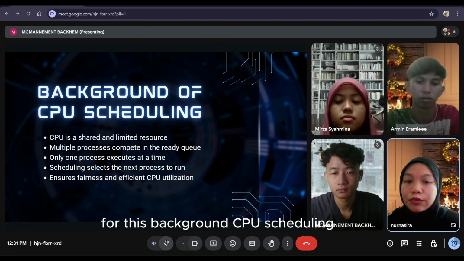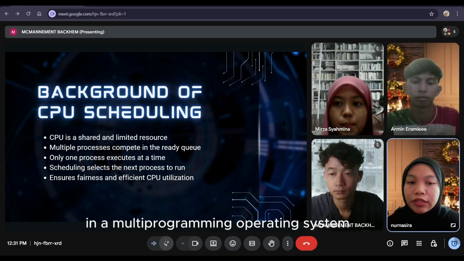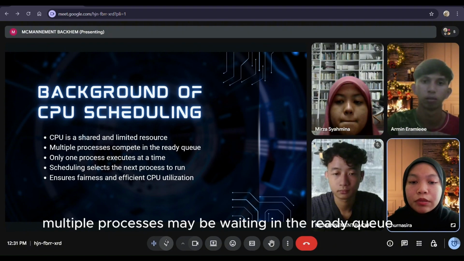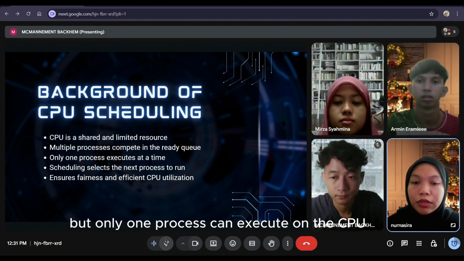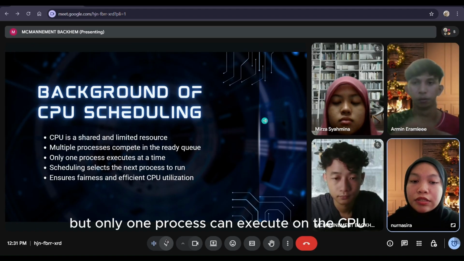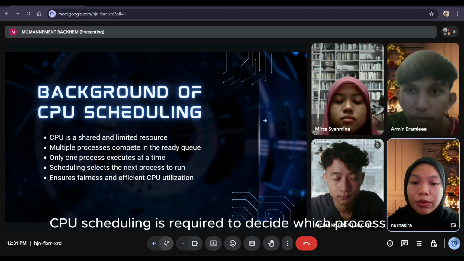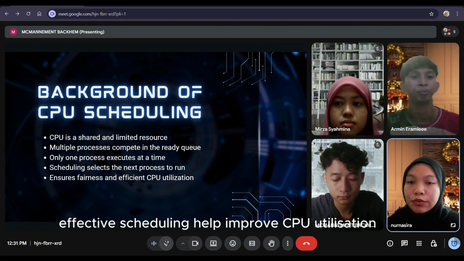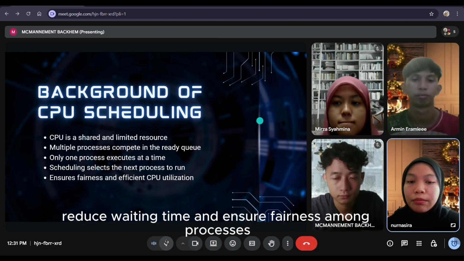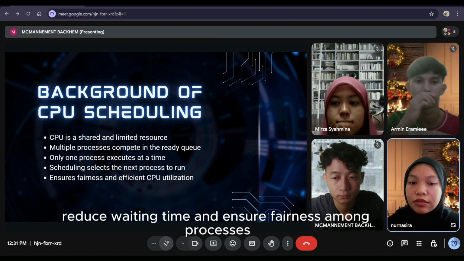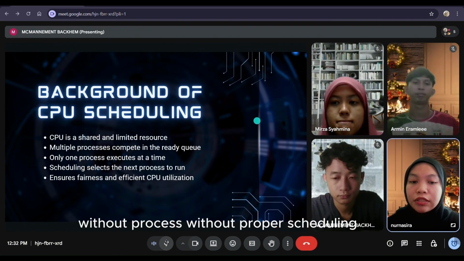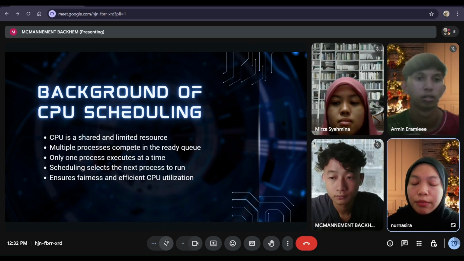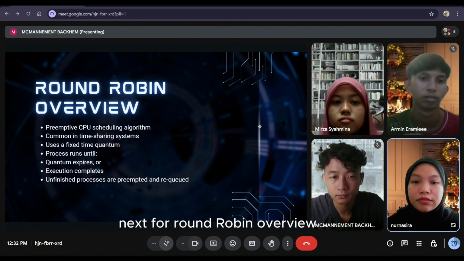For the background of CPU scheduling, in a multi-programming operating system, the CPU is a shared and limited resource. At any time, multiple processes may be waiting in the ready queue, but only one process can execute on the CPU. Therefore, CPU scheduling is required to decide which process should run next. Effective scheduling helps improve CPU utilization, reduce waiting time, and ensure fairness among processes. Without proper scheduling, system performance can degrade and some processes may experience long delay.